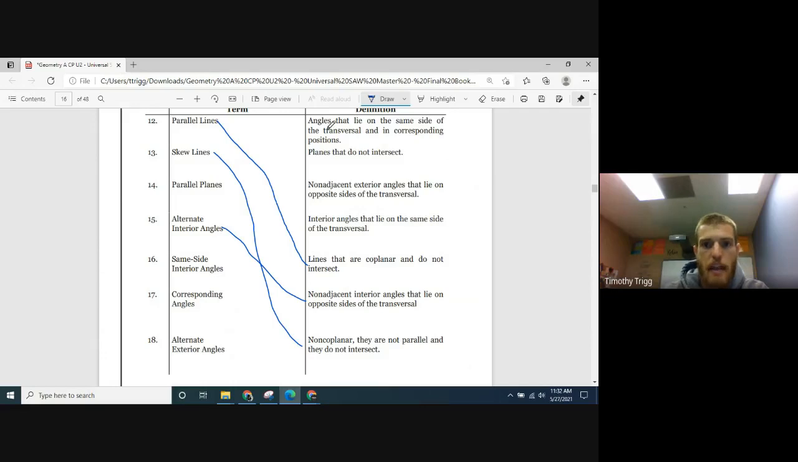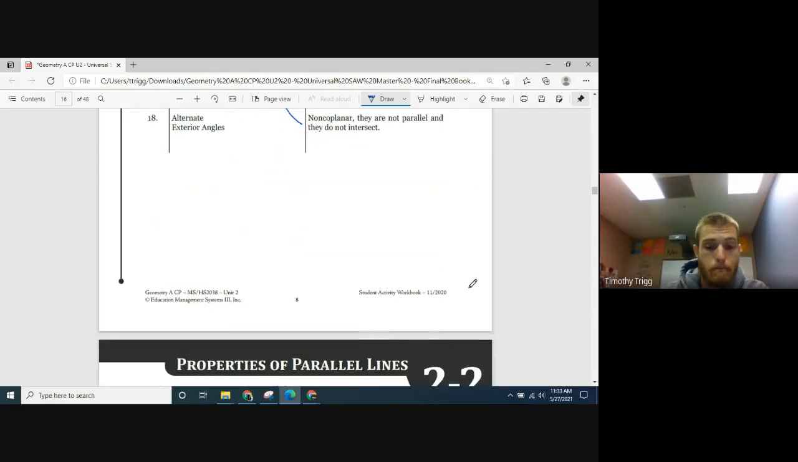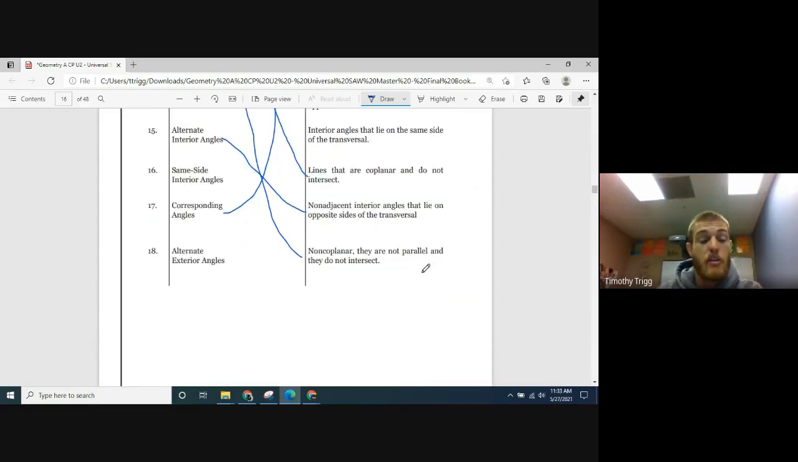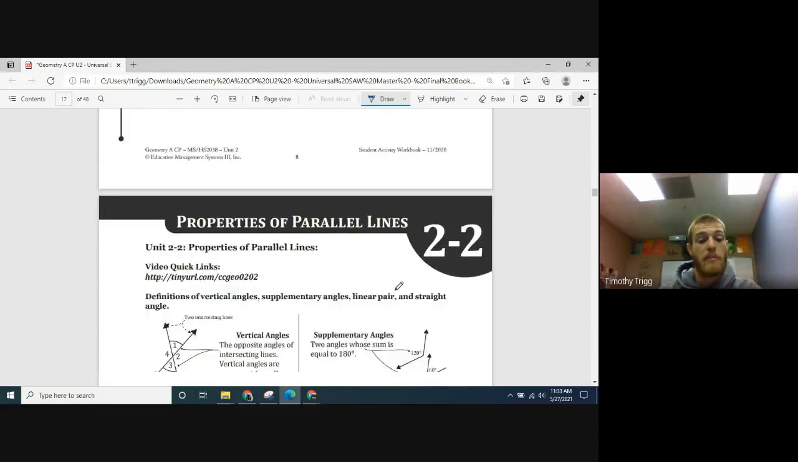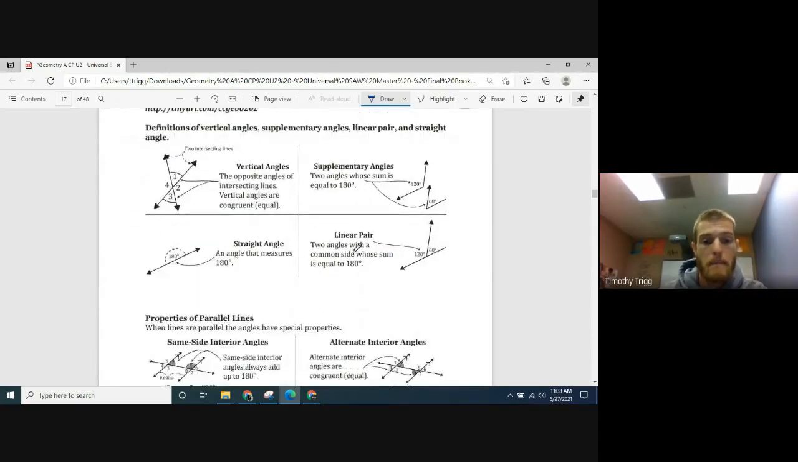Angles that lie on the same side of the transversal and in corresponding positions. Well, it's right there in the name. In corresponding positions. Those are corresponding angles. Okay. See if you could do the rest of these on your own. Again, you could scroll up for help or go to the previous page. It'd be scrolling up for me, but going to the previous pages where the definitions are for help.